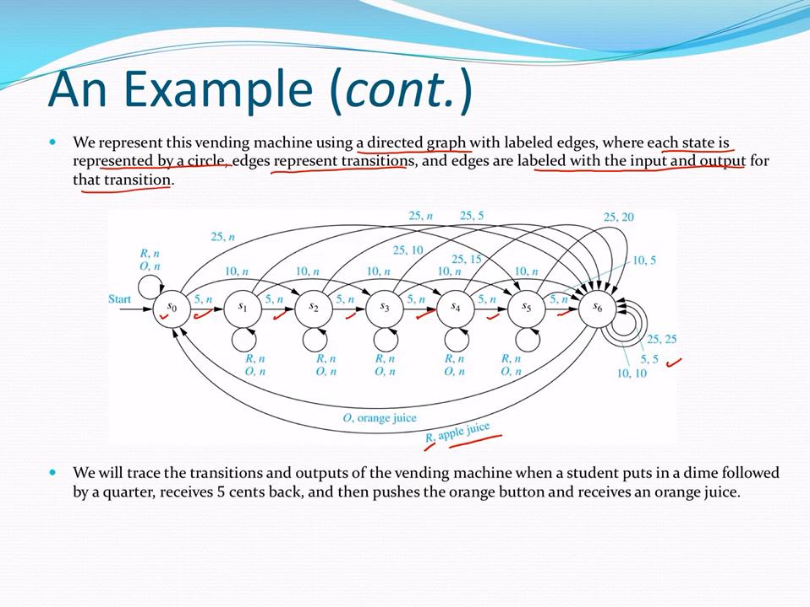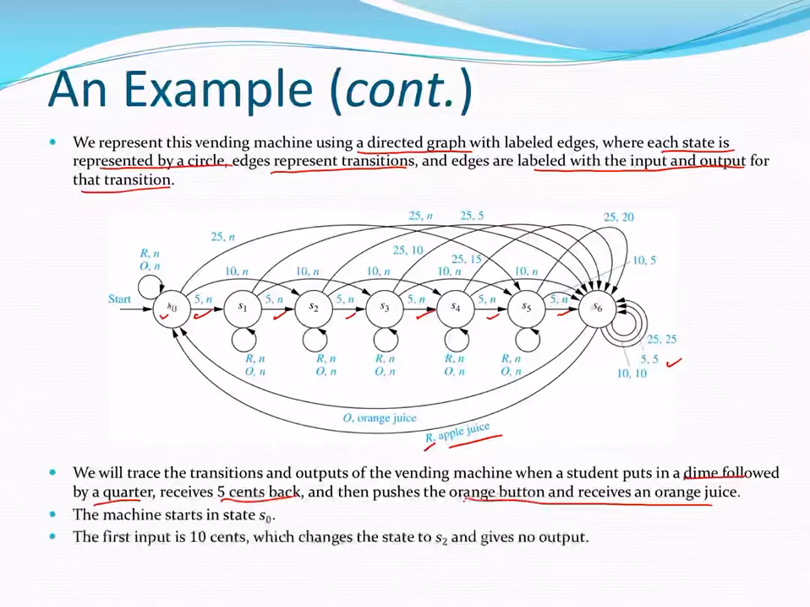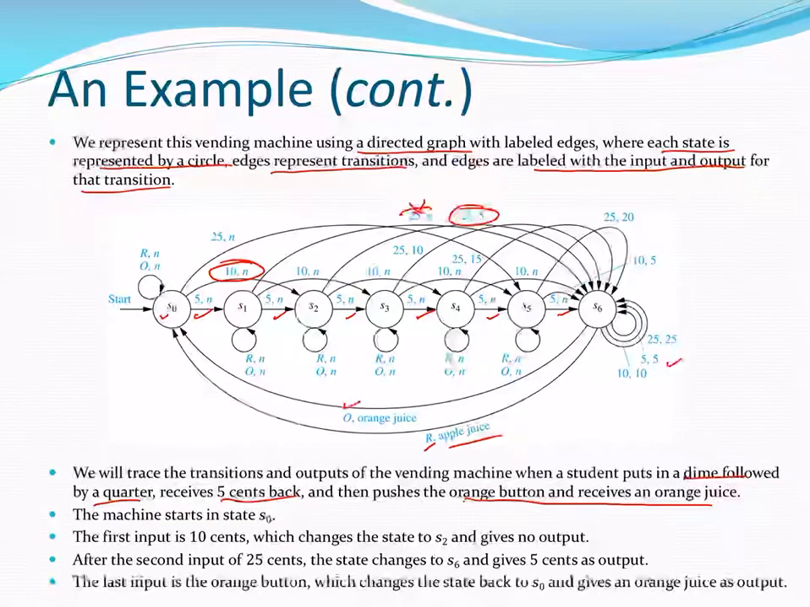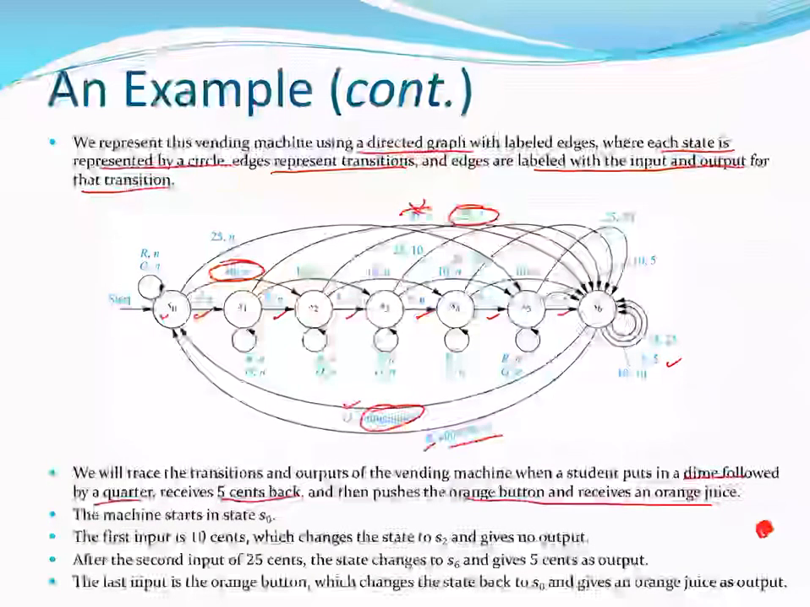Let's trace another path through this. We're going to put in a dime followed by a quarter, get 5 cents back, and get some orange juice out. So we start in state 0, we put in 10 cents, and we go to state 2. Put in a quarter and get 5 cents out, but we go to state 6, and then we push the orange button and we get orange juice out and go back to state 0. And there's the vending machine version of a finite state machine with output.